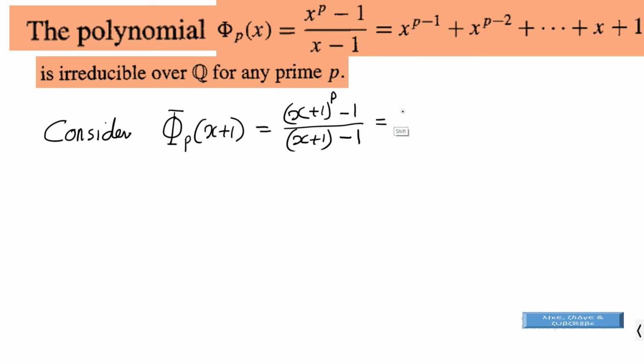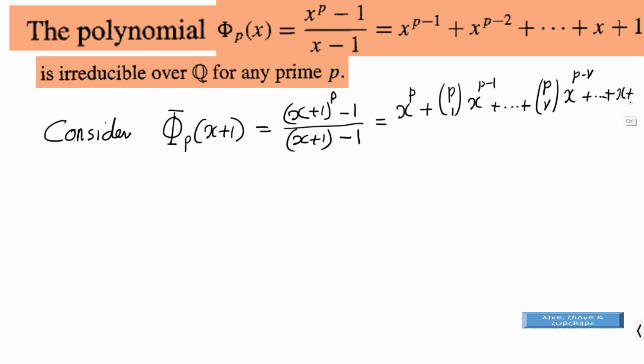On your right hand side, if you use the binomial theorem, you can see that (x plus 1) all raised to p is x raised to p plus p choose 1 times x raised to p minus 1 into 1, and so on. You can have the coefficient of x raised to p minus r as p choose r into x raised to p minus r, plus etc. The last term is x plus 1, but there is a minus 1, so you can stop at x, and in the denominator you can have your x plus 1 minus 1, that is x.